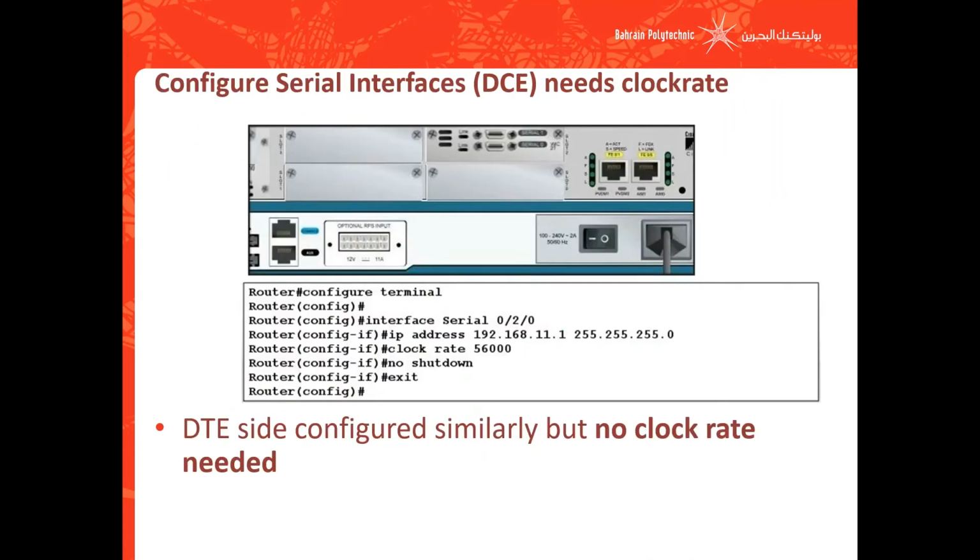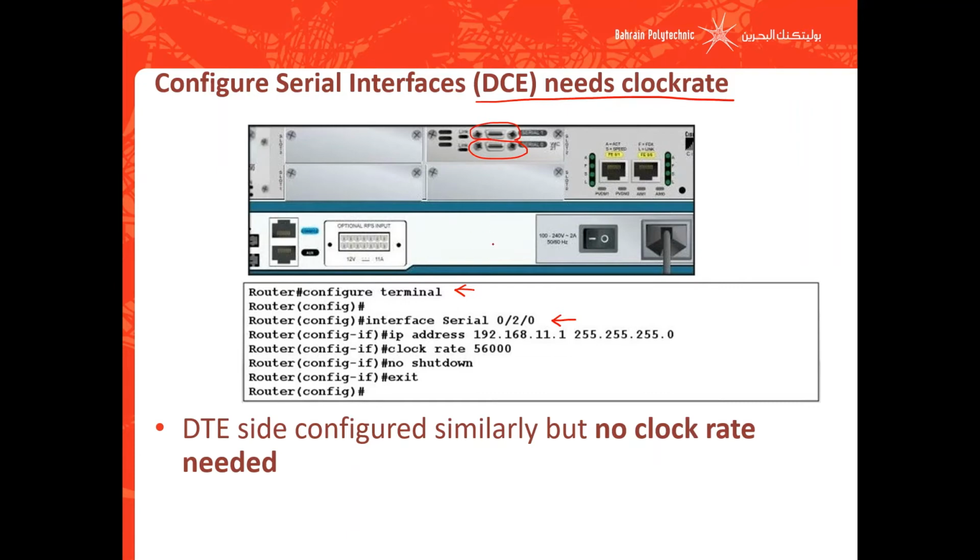Okay. Now, configure serial interfaces. DCE needs clock rate. This is what I just said. So if you have the DCE end of the cable, it would need the clock rate. How do you set the clock rate? First of all, you would configure terminal. Okay. Then you would go to that particular interface. So in this case, we're going to a serial port. So one of these serial ports here. You will go to one of them.